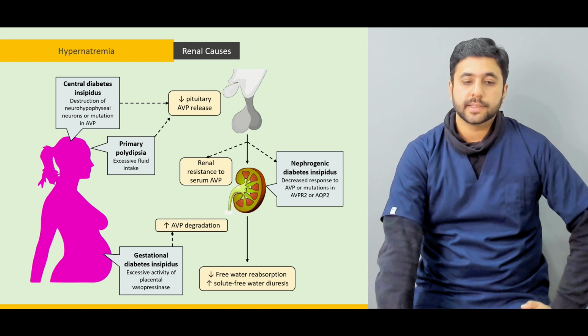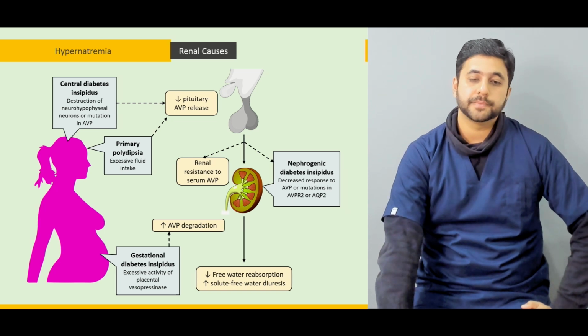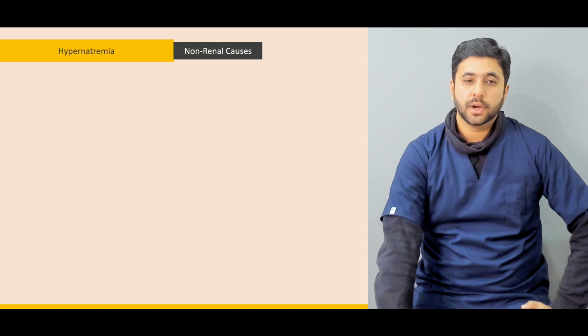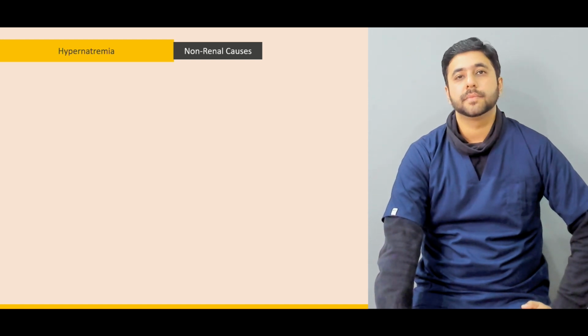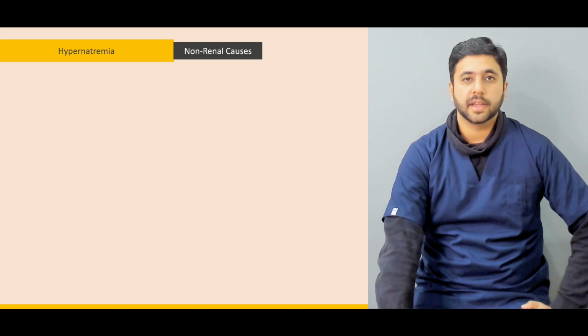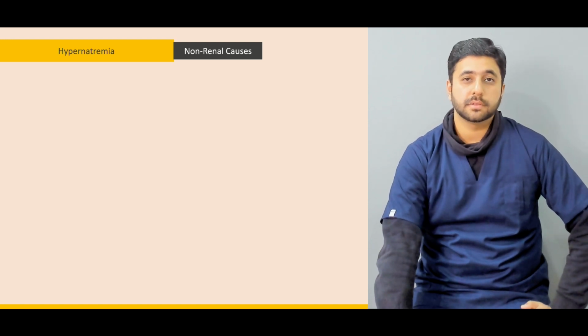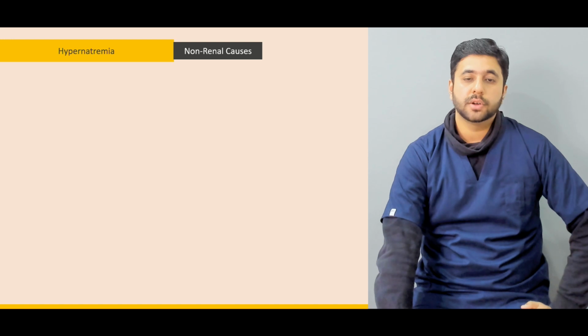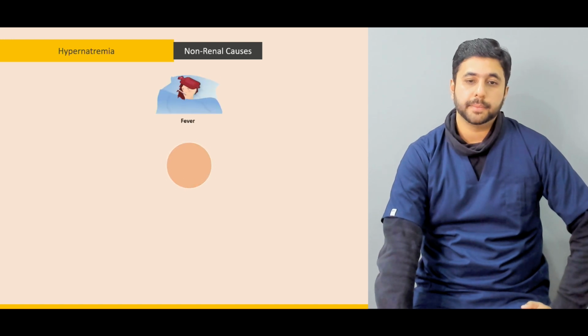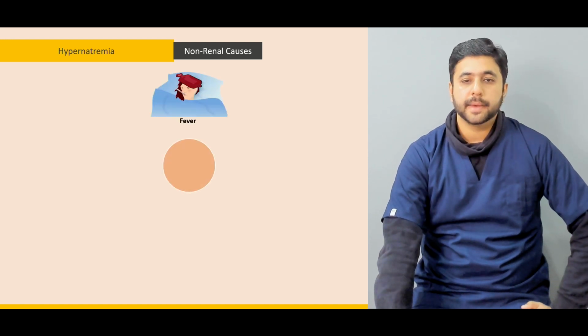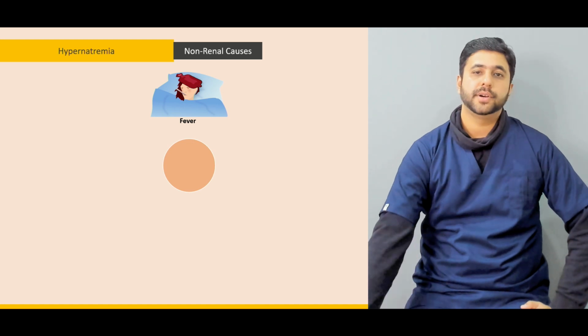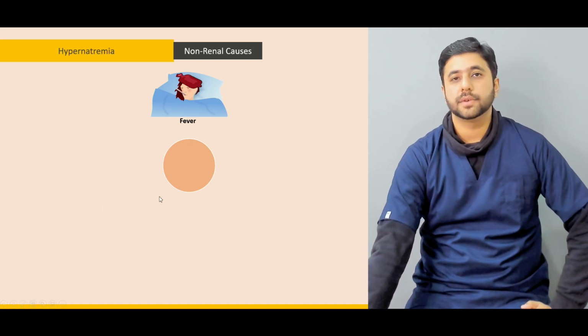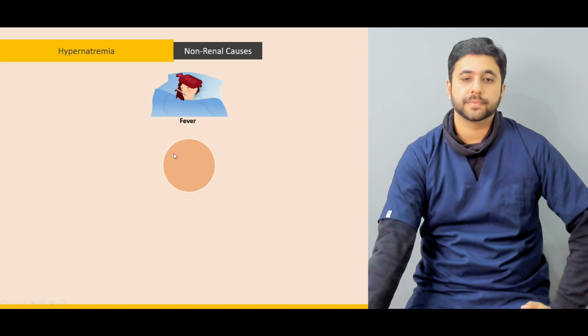And as I just told you, in gestational diabetes insipidus, there is a greater degradation of the AVP, or the ADH. Now let's move out of the kidneys. Let's say a person's kidneys are perfectly working fine and he's able to dilute or concentrate the urine. What can be the non-renal causes of hypernatremia? They are mostly similar to the causes of hyponatremia, but in this case, there is an excess of water loss as compared to the sodium.